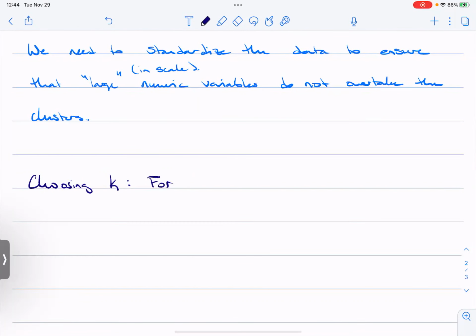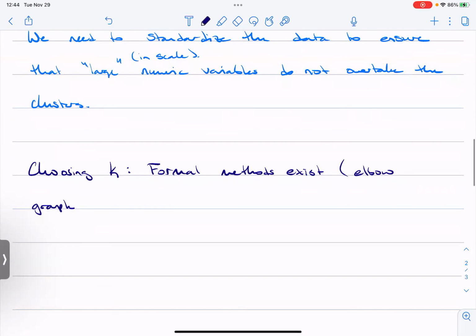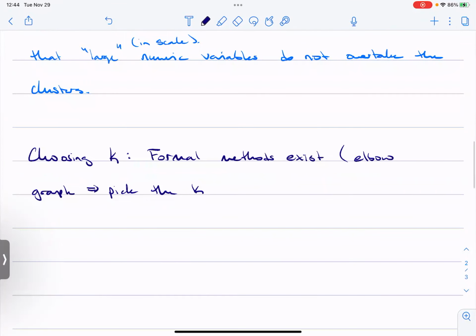Formal methods exist, the elbow graph, for example, where we pick the k closest to the elbow of the graph.